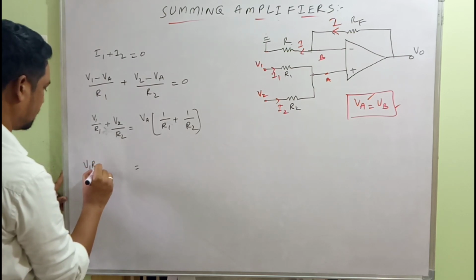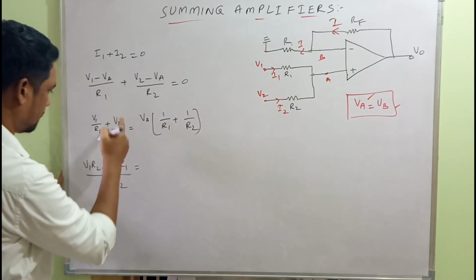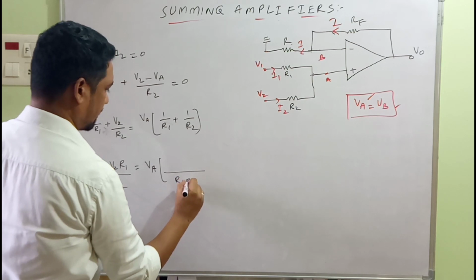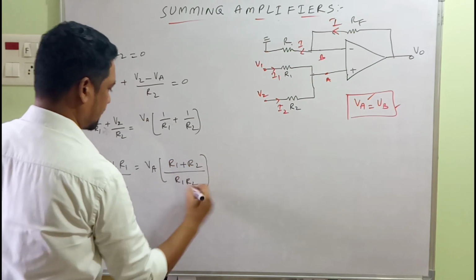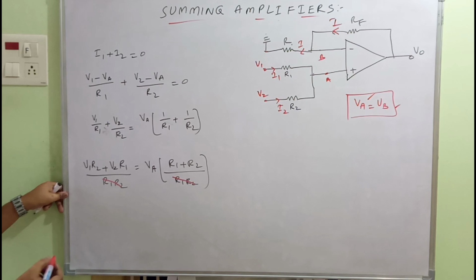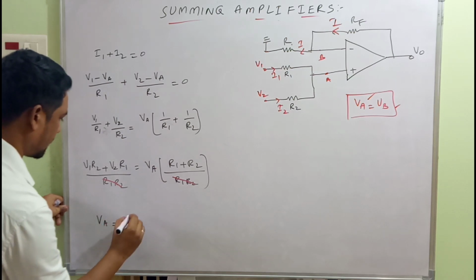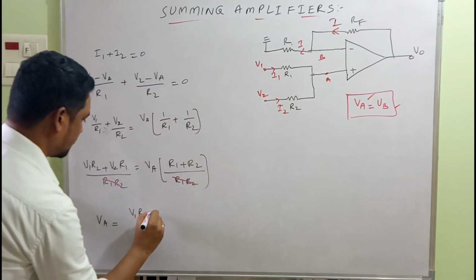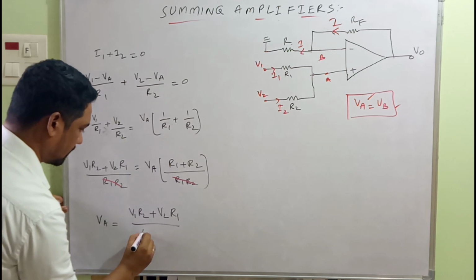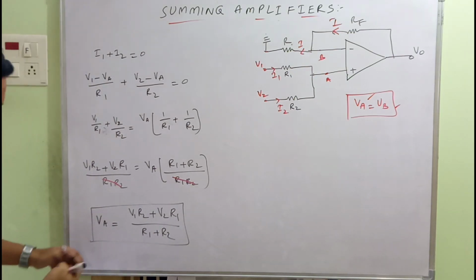It's V1 R2 plus V2 R1 upon R1 and R2 on this side, and it will be VA as it is, no change in that, and R1 plus R2. Guys, this is what. And here R1 into R2 on either side gets cancelled, and our final VA will be V1 R2 plus V2 R1 upon this one. This goes upside down, so R1 plus R2. We have the expression for VA. So guys, make note of this one.